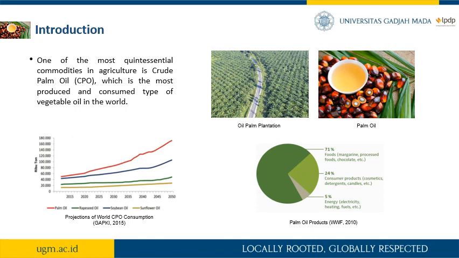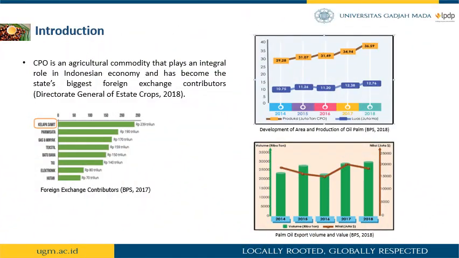One of the most potential commodities in agriculture is crude palm oil or CPO, which is the most produced and consumed type of vegetable oil in the world. These are some graphics about projection of world CPO consumption and palm oil products. CPO is an agricultural commodity that plays an integral role in the Indonesian economy and has become the state's biggest foreign exchange contributor. These are some graphics about foreign exchange contributor, development of area and production of oil palm, and palm oil export volume and value.